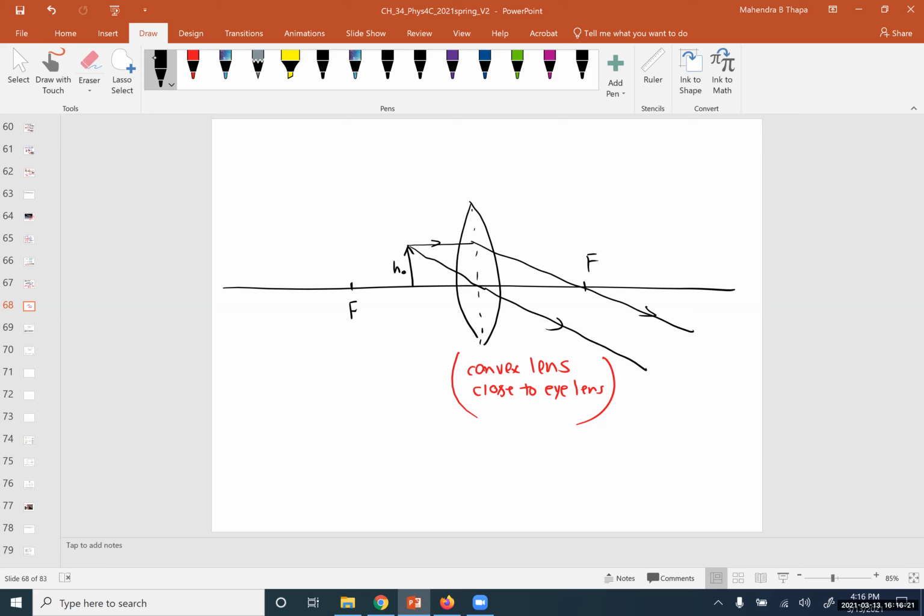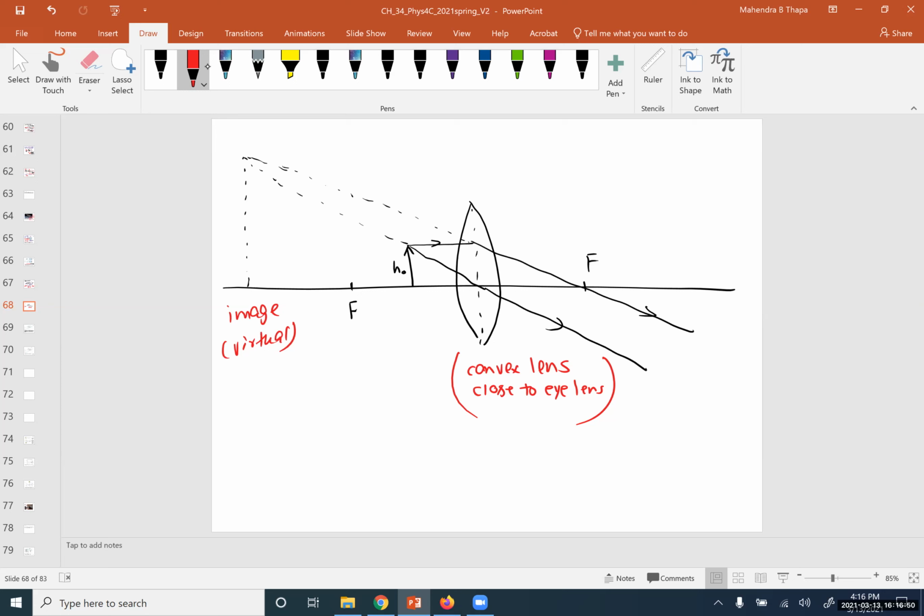It will not meet anywhere, so we need to produce back, it will meet somewhere. So this is the image, but you know that this image will be not real. This is a virtual image. Now you see that the visual angle is increased to our eye.